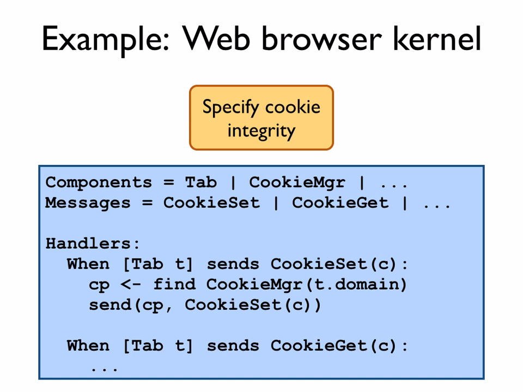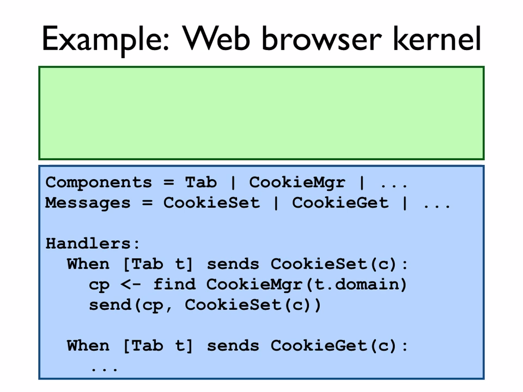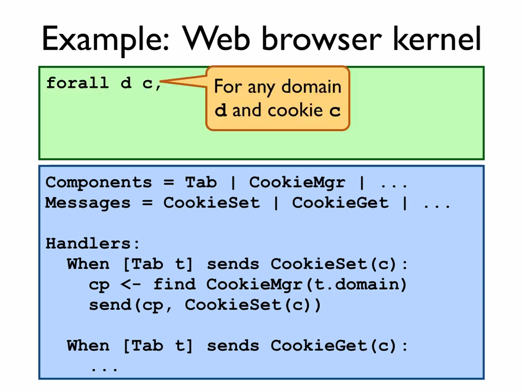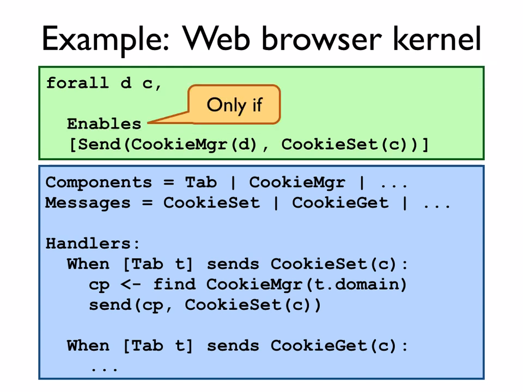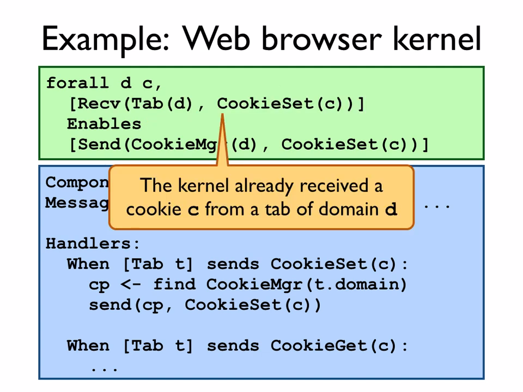So cookie integrity is a property that cookies cannot leak from a tab to a cookie manager of a different domain. And so to specify this in Reflex, a user simply writes that for any domain D and cookie value C, the kernel sends a cookie manager for domain D a cookie C only if the kernel has already received the same cookie value C from a tab of that same domain D at some point in the past.